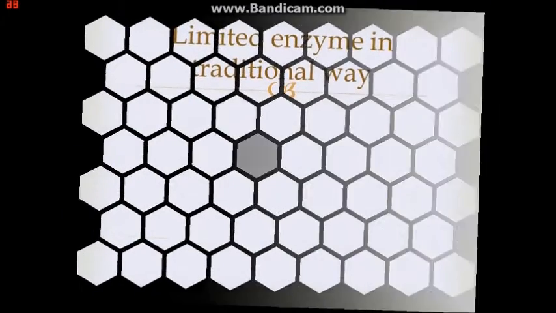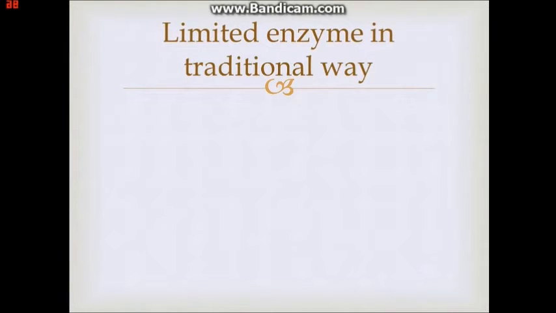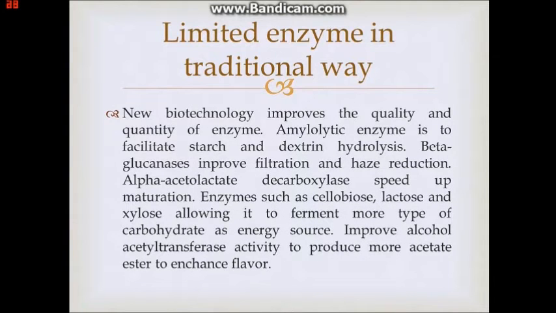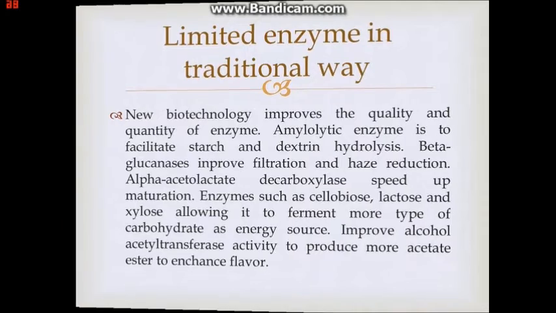Secondly, limited enzymes in the traditional way. The solution is that new biotechnology improves the quality and quantity of enzymes. Amylolytic enzyme is to facilitate starch and dextrin hydrolysis. Beta-glucanases improve filtration and haze reduction. Alpha-acetolactate decarboxylase speeds up maturation.